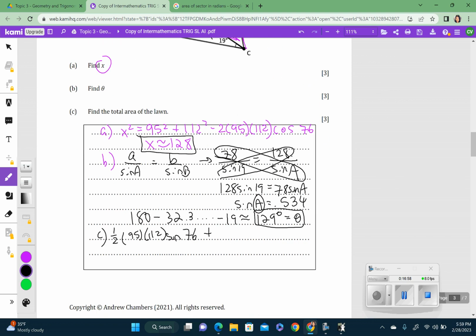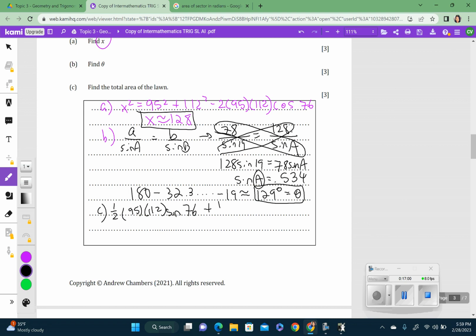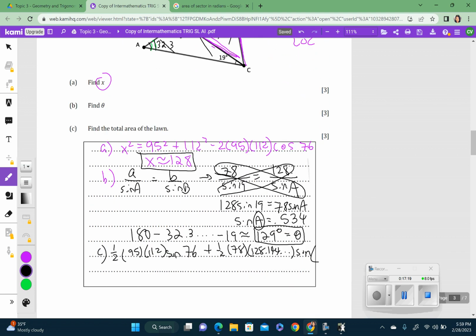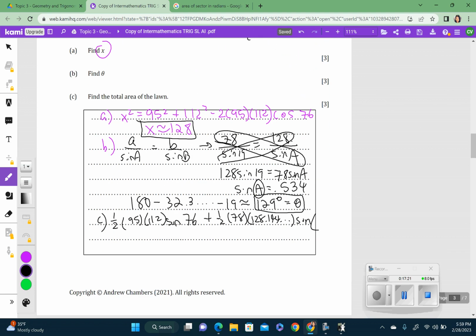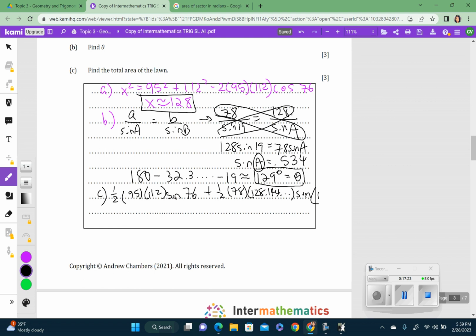So let's go ahead and do that. It's going to be 1/2 times 78. This number right here was 128 point, right? Remember, don't use the rounded number. So 144, and we're going to find the sine of the angle in between, which we just found out was about 129. So it was actually 128.66.